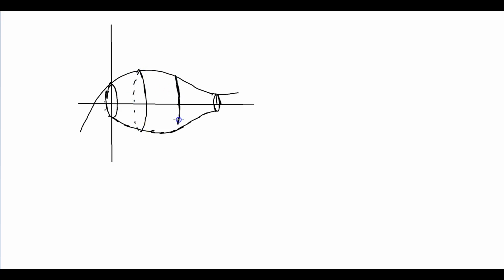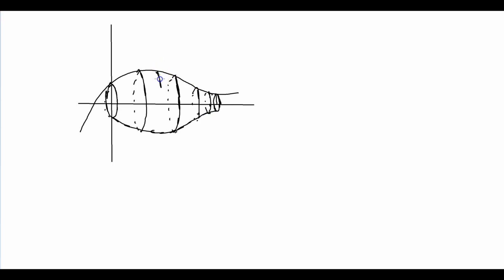A solid of revolution is a solid formed by revolving a region about a line. So this over here is an example of a solid of revolution. And we learned how to find the volume of a solid of revolution using an integral.